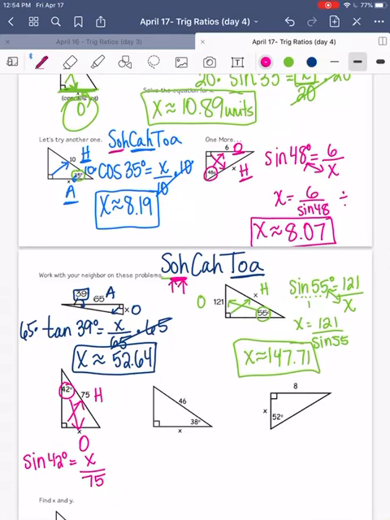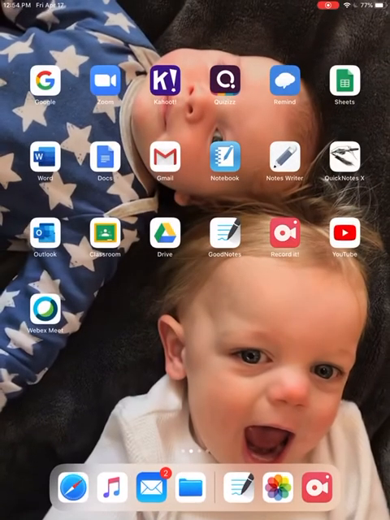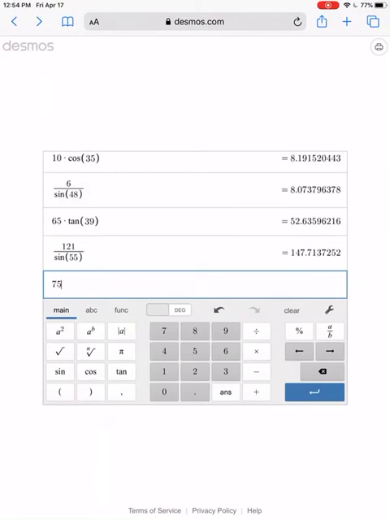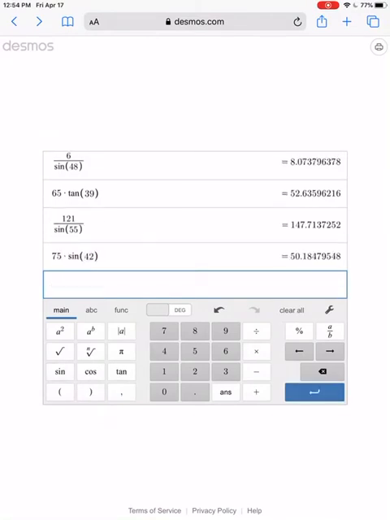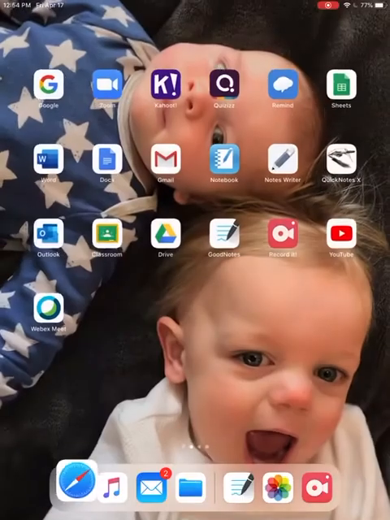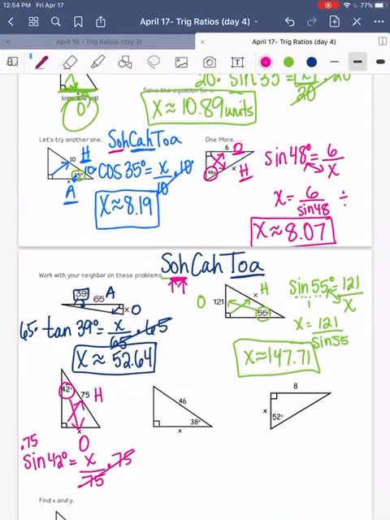Okay? And then it's not like the last one because this is a multiply problem. So I always like to put the number in front, although you could put it behind it, but I like to put it in front. So 75 times sine 42, 50.18.